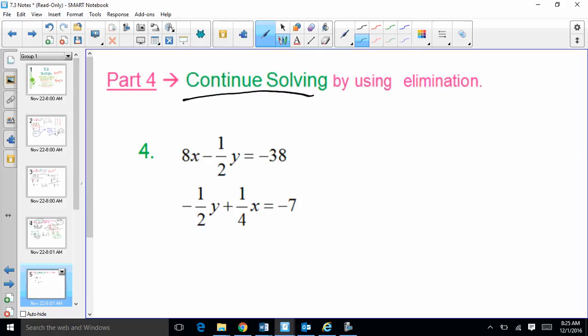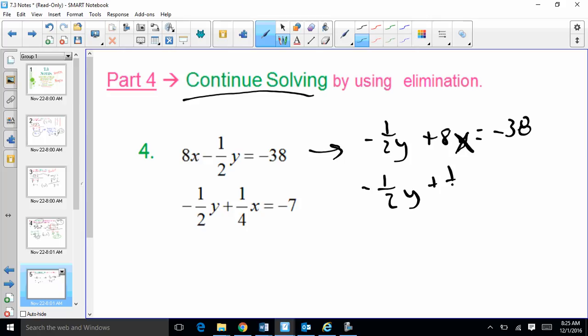All right. Again, I need to rearrange my terms, so I'm going to rewrite this one as a negative 1/2 y plus 8x. That's not x. Equals a negative 38. Sorry for my sloppy handwriting here, guys. And then I have a negative 1/2 y plus 1/4 x equals a negative 7.